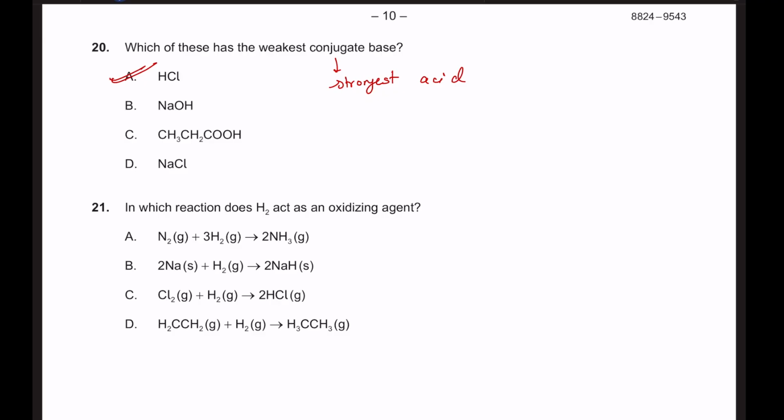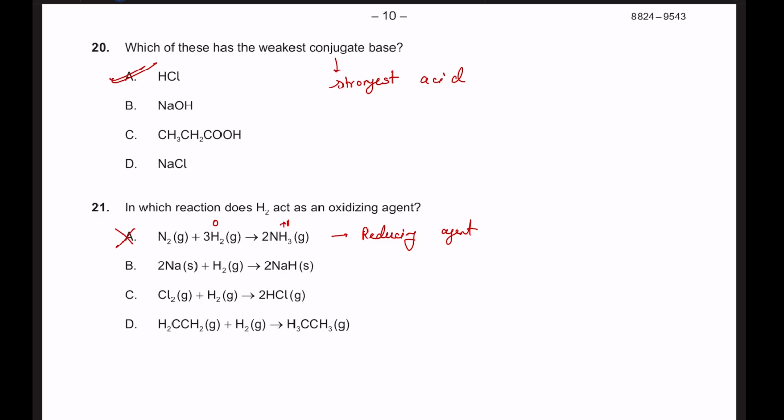Which reaction does H2 act as an oxidizing agent? We have to look for the oxidation number change in hydrogen. Here in the first reaction it's 0 to +1, so H2 is getting oxidized. If H2 is getting oxidized, it will act as a reducing agent. So the first one is a reducing agent. This is wrong.